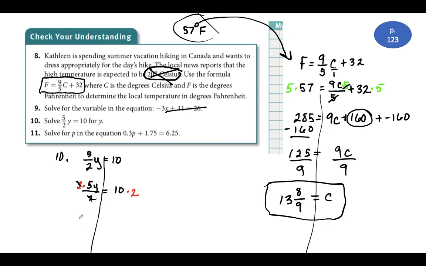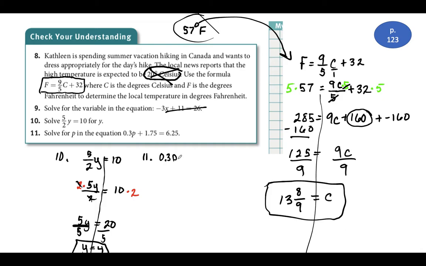2 divided by 2 is 1, and I get 5y is equal to 20. Divide both sides by 5, and y is equal to 4. Okay? And then number 11, I'm going to squeak 11 in right here.